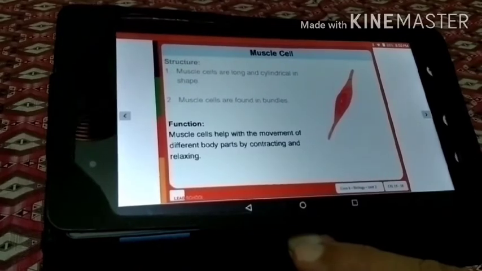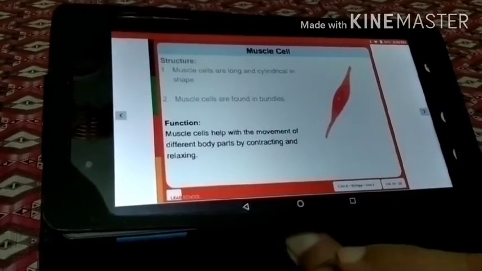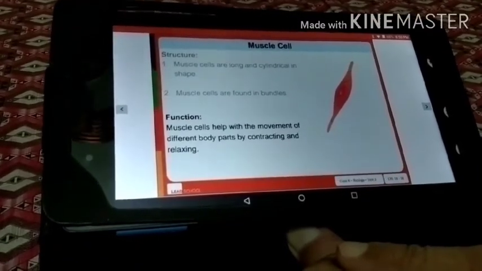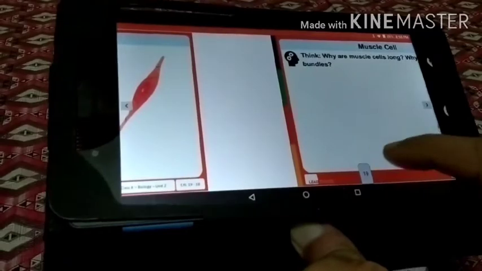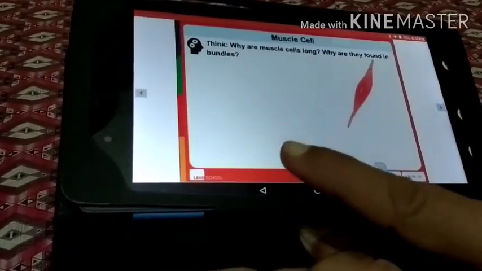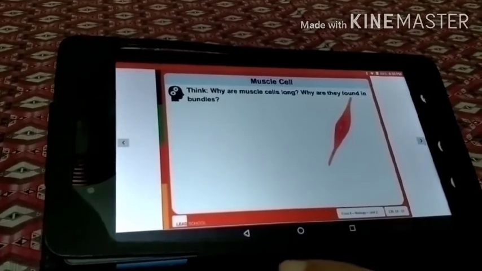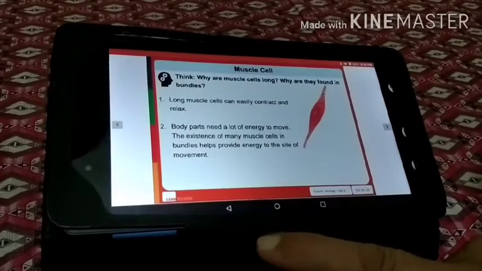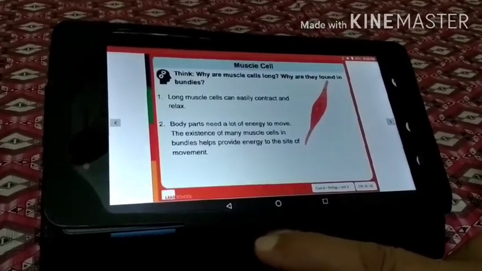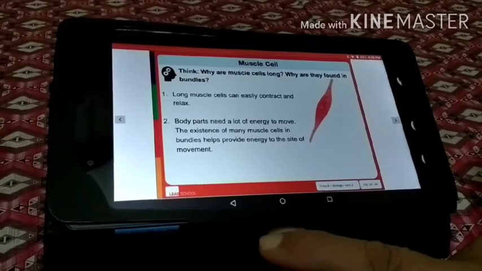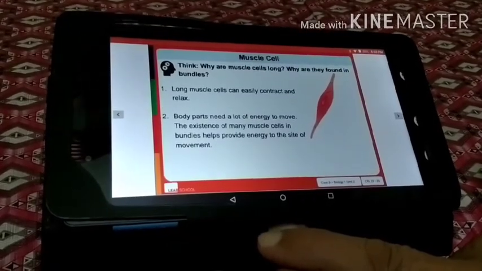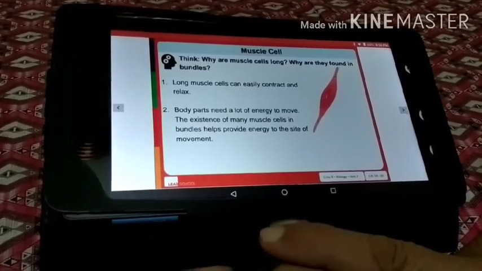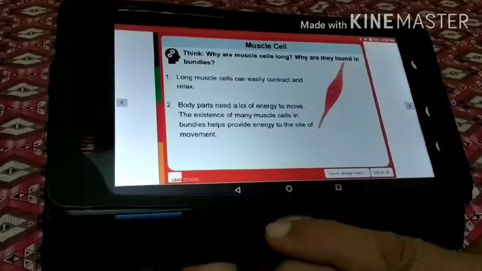Function of the muscle cell. Muscle cell help with the movement of different body parts by contracting and relaxing. Why muscle cells are long? Why are they found in bundles? Answer is long muscle cells can easily contract and relax. Body parts need a lot of energy to move. The existence of many muscle cells in the bundles help provide energy to the site of the movement.